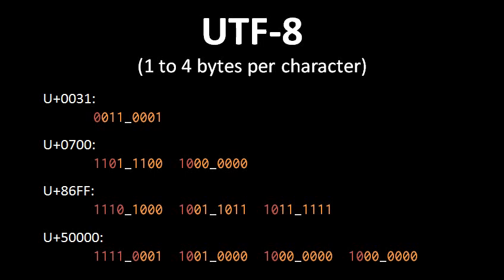Code point 86FF is in the range that uses 3 bytes per character, and so we have our first byte beginning 1110, the second beginning 10, and the third beginning 10, and then the value 86FF in hex translates to 1000011011111111.